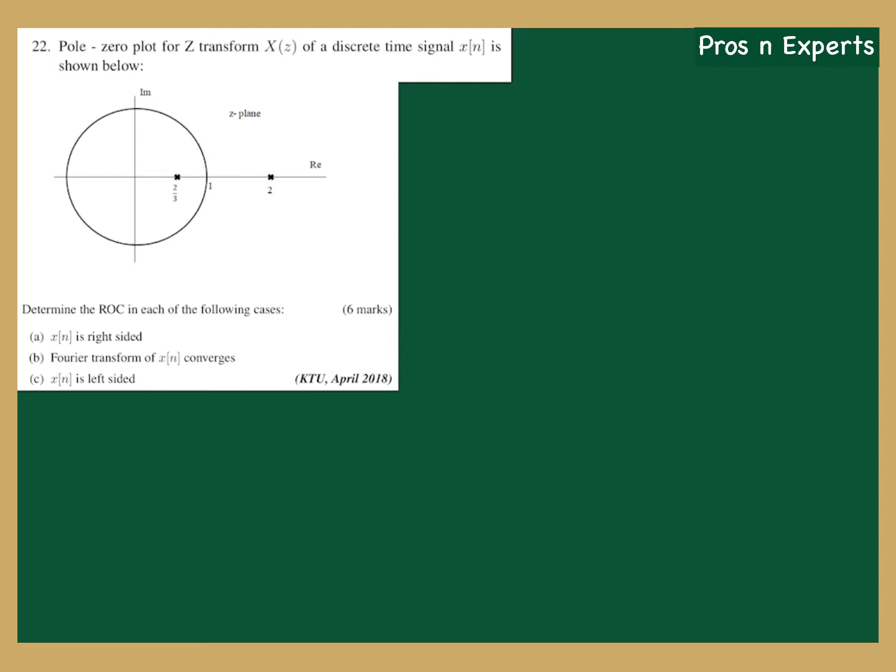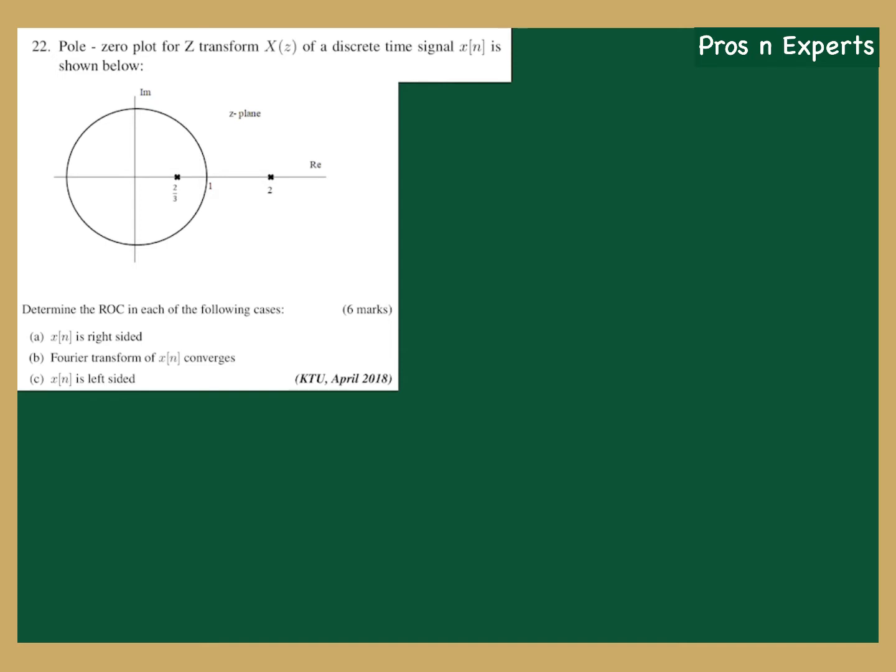Please don't be afraid of seeing the bulkiness of this question. This might be probably the easiest one in the series because what you have to do is to determine the ROC. The question is all about determining the ROC for 3 special cases, and what you are given is a pole-zero plot. It's more than enough. So you have to find out the ROC for 3 special cases.